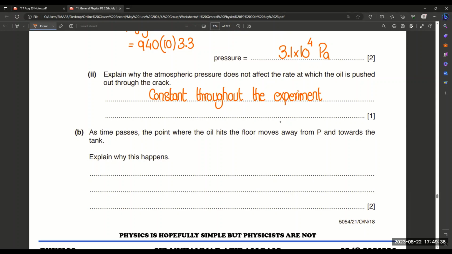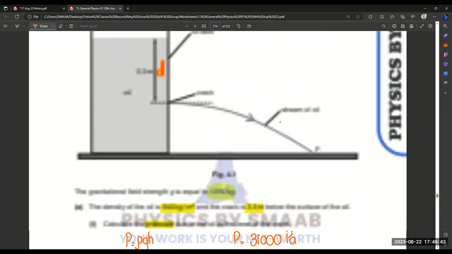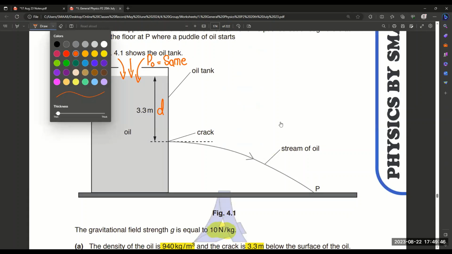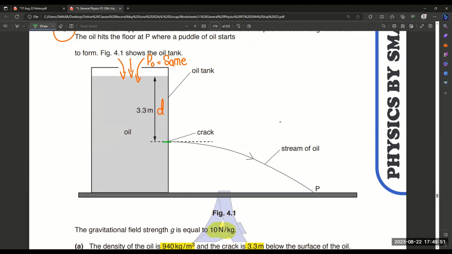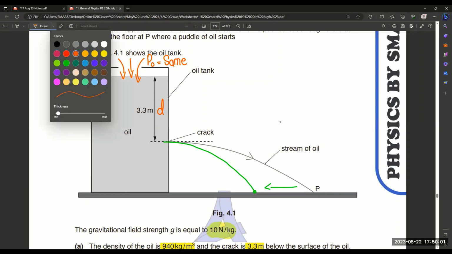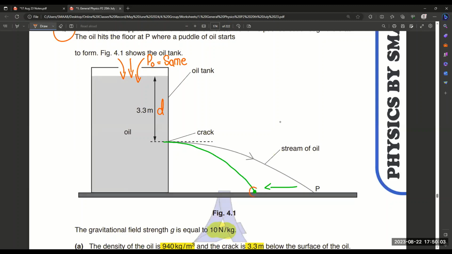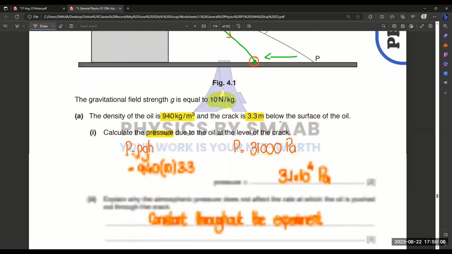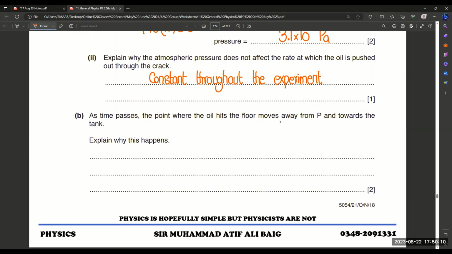And next thing is, as time passes, the point where the oil hits the floor moves away from P and towards the tank. It means that now we are receiving the oil drops over here. So they are saying that now P is moved towards the left, and when they are moving towards the left, it moves close to the tank, right? Now the question is, explain why this happens.